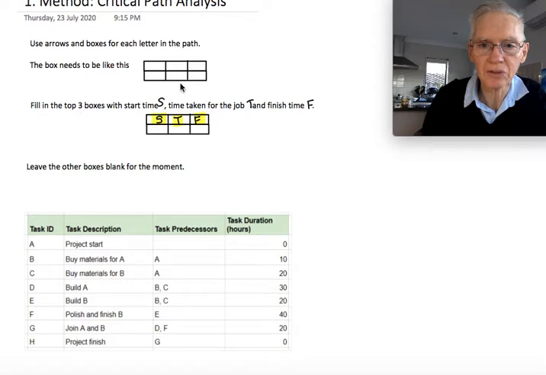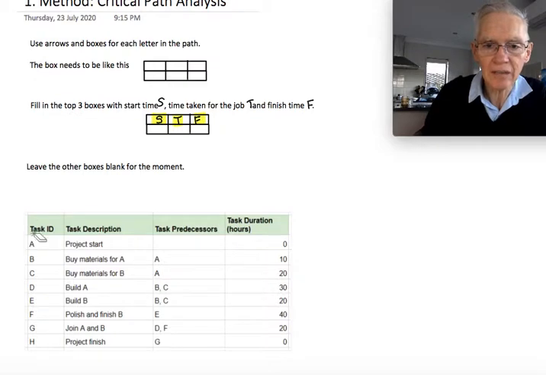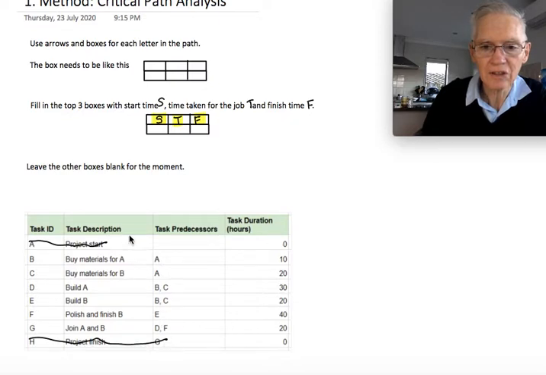We're going to have boxes with 6 there. The top 3 boxes will have a start time, time taken for the job, and the finish time. We'll leave the other boxes blank, but those are for the float times that we'll work out. You'll learn about that shortly. Now, often they do not have a particular start, or even a finish, so we'll sort of ignore those at large.